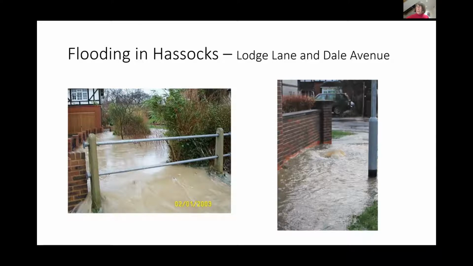sometimes, as in here, they overflow their banks. The photo on the left is from 2003. It's taken from Lodge Lane. There's a stream that comes into Lodge Lane right next to that house. It's supposed to flow through a culvert underneath the road, but here it is pouring over the top and across the road. The photo on the right is Dale Avenue, where the water just starts flowing down Dale Avenue. And you can actually see right here, there's water coming up out of the drain.